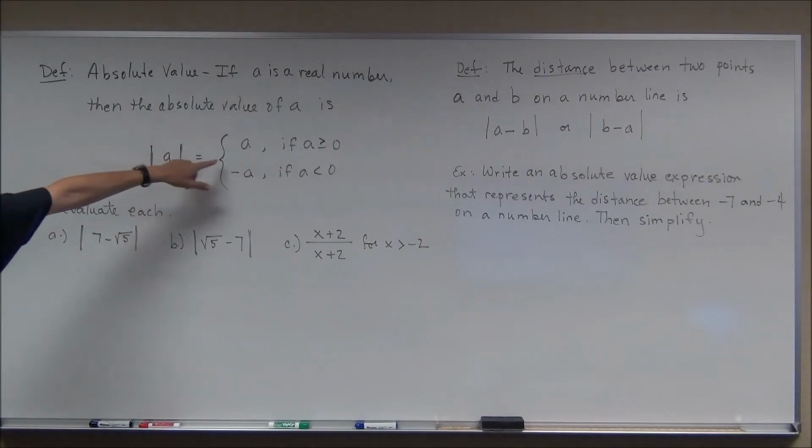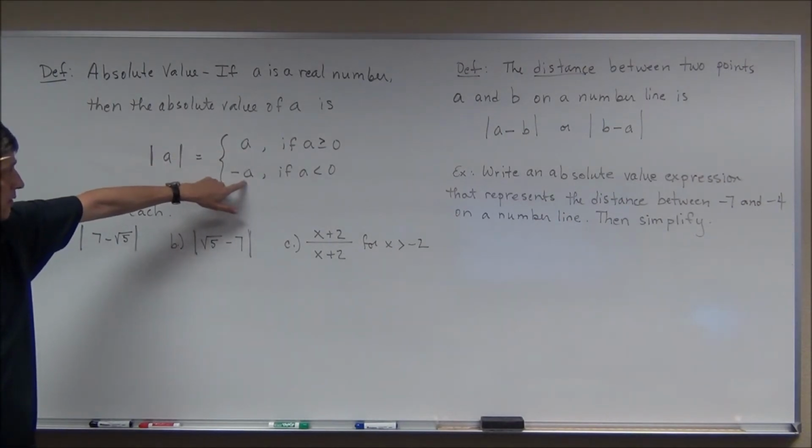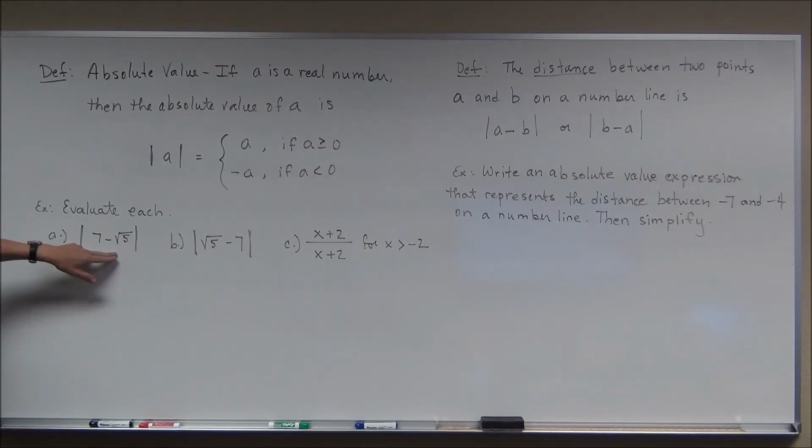So the absolute value of A is equal to itself if A is greater than or equal to 0, and it's equal to the opposite of itself if A is less than 0. So the absolute value of 5 is 5, and the absolute value of negative 5 is 5. Now it says here to evaluate each. In this case, don't grab a calculator. You should know that the square root of 4 is 2, so the square root of 5 should just be a little bit bigger than 2. It's approximately 2.236068. So 7 minus that value, 2.236068, would be a positive number.